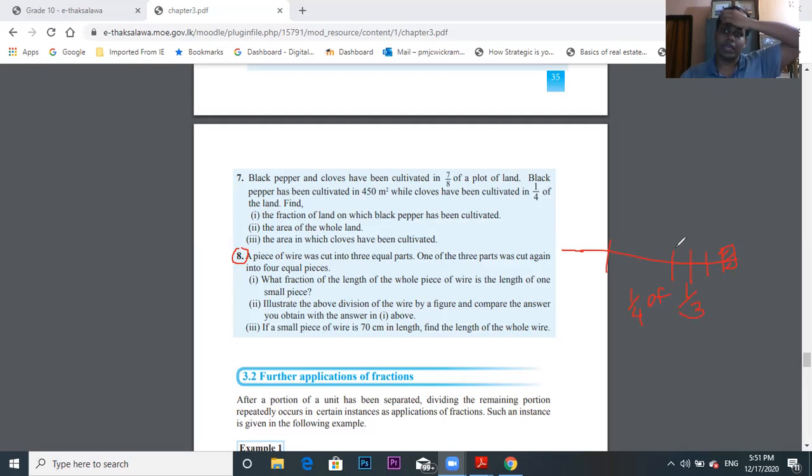That means 1/4 of 1/3 is the answer. 1/4 multiplied by 1/3, which will give you 1/12.